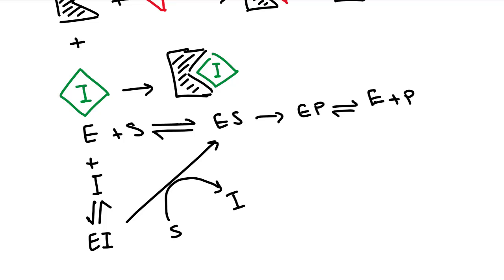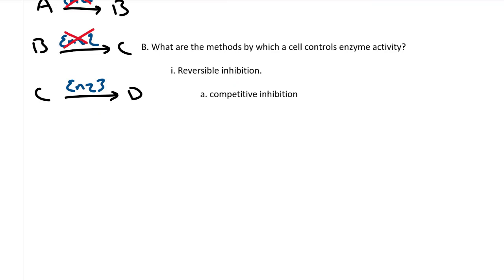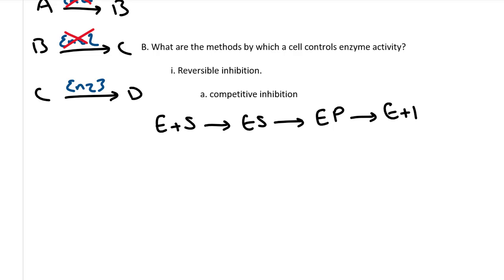So if the question says, I have an inhibitor, and by increasing the concentration of the substrate, I can overcome the effects of the inhibitor, then you know right away that's reversible inhibition and it's competitive inhibition. So here we can simply write competitive inhibition as enzyme plus substrate gives me enzyme substrate, gives me enzyme product complex, gives me enzyme plus product, and enzyme plus inhibitor gives enzyme inhibitor, and I can overcome this inhibition by increasing the concentration of substrate.